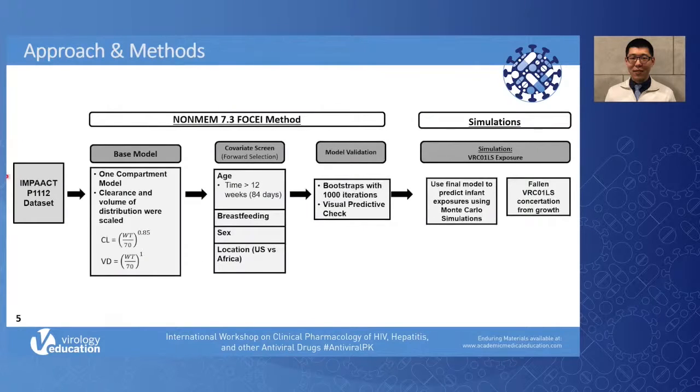For the model, the 2 arms were pooled together into a combined data set and modeled using a 1-compartment model. Clearance was scaled to 0.85, while VD was scaled to 1. Age, captured as time greater than 12 weeks, was assessed as a covariate. Breastfeeding, sex, as well as location were also assessed. Next, a bootstrap with 1,000 iterations and a visual predictive check were assessed for model validation. Lastly, we performed a Monte Carlo simulation to capture VRC01LS exposure and later on predict possible falling concentration due to growth.